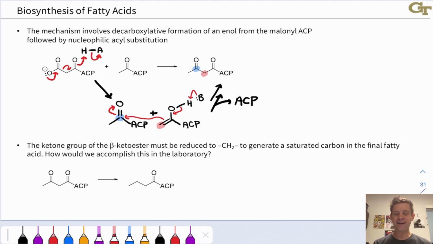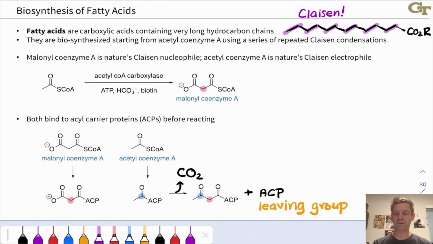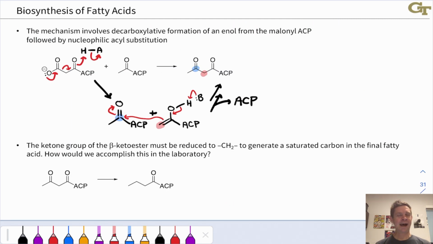But to get to the fatty acid, if we back up to this slide, notice we need to reduce that carbon down to a CH2 group, while leaving the carboxylic acid group intact. How would we do this in the laboratory? This is actually worth pausing the video and thinking about for a second, to think about how you would synthesize this product from this starting material.